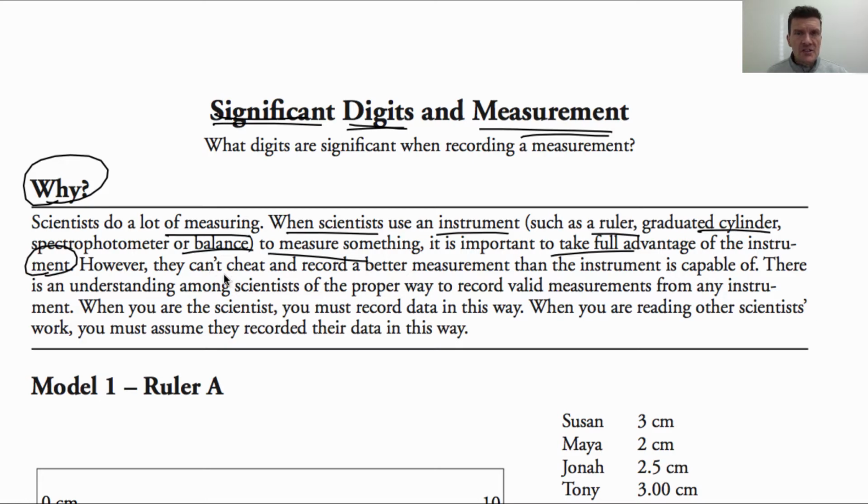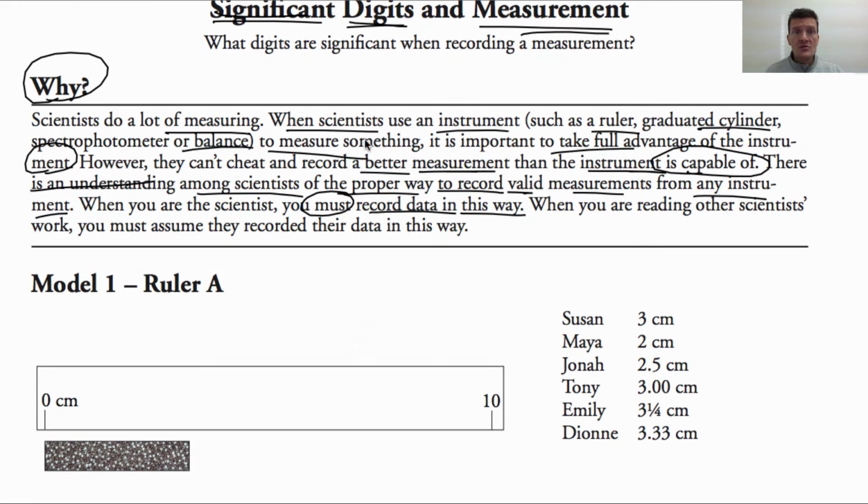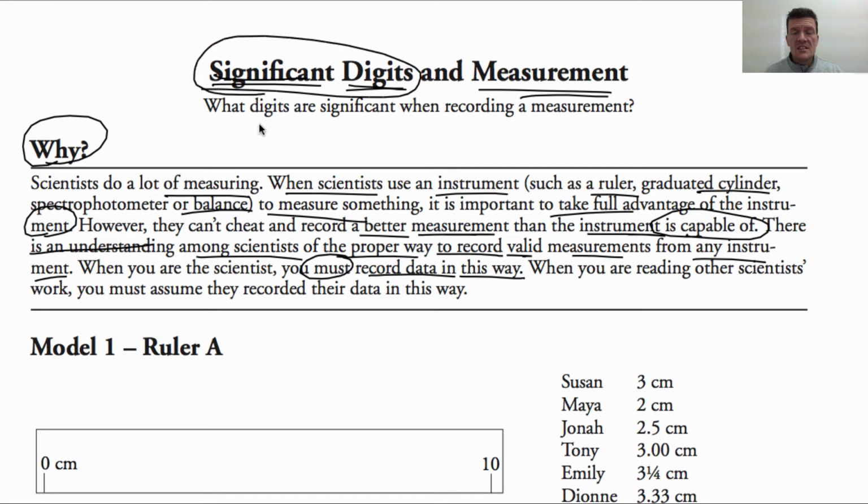You can't fudge your numbers, or cheat. Your answer can't be more precise than your instrument. So you can't record something that is a better measurement than your instrument is capable of. There is an understanding among scientists of the proper way to record valid measurements from any instrument. When you are the scientist, you must record data in this way. When you're reading other scientists' work, you must assume they recorded their data in this way. So it is an important method of recording data to use what is called significant digits.